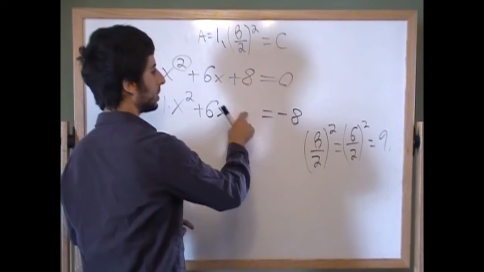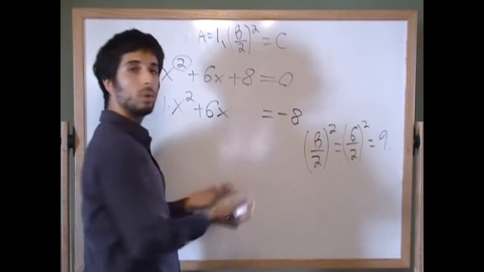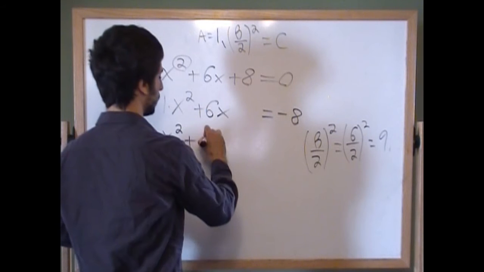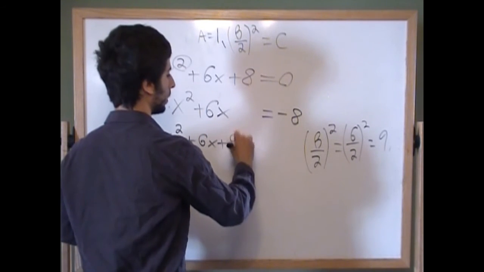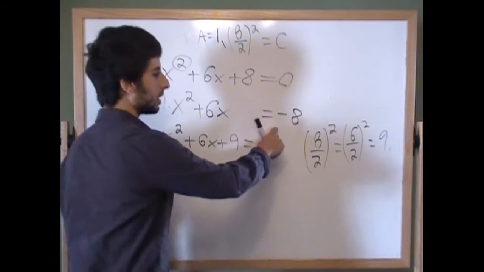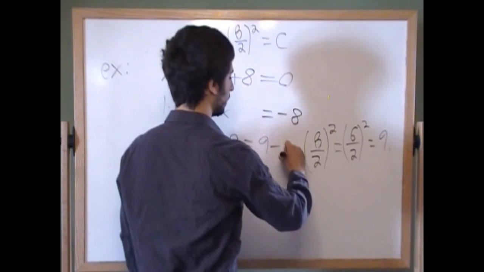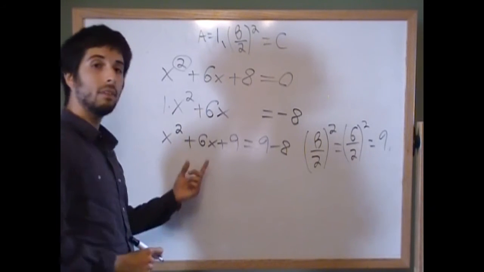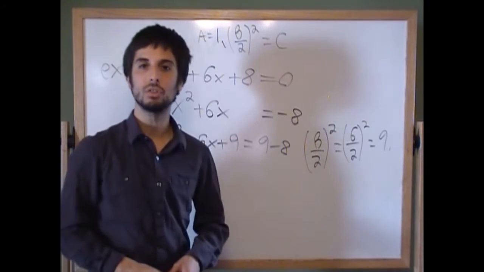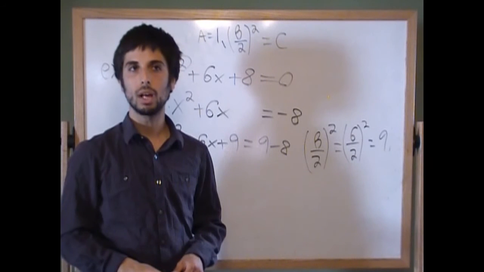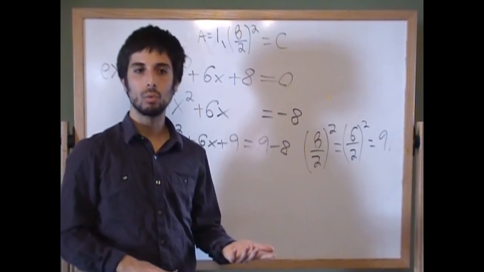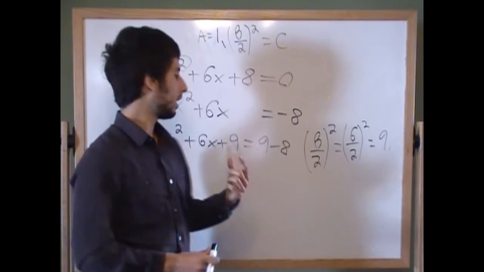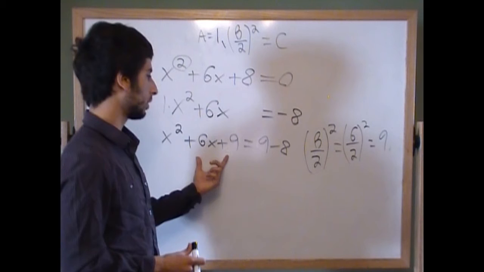In other words, we want to see a 9 here on the left-hand side, but we don't see it. So how about we add 9 to both sides now? And what we get is negative 8 plus 9, or I could write 9 minus 8. We have just successfully completed the square. Completed the square means we have added whatever is necessary to both sides of the equation to ensure that the left-hand side is in fact a perfect square.